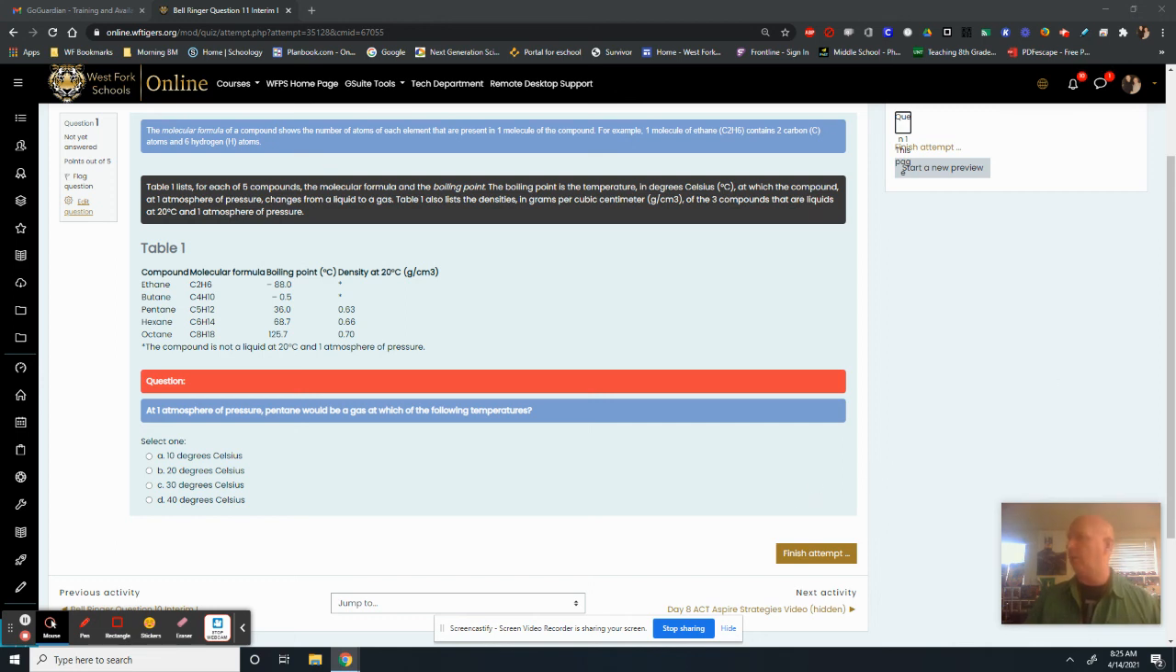All right, so we're on this one here. Back to the same type of diagram, right? It says, at 1 atmosphere pressure, pentane would be a gas at which of the following temperatures? So find pentane. What's the temperature for pentane up there?